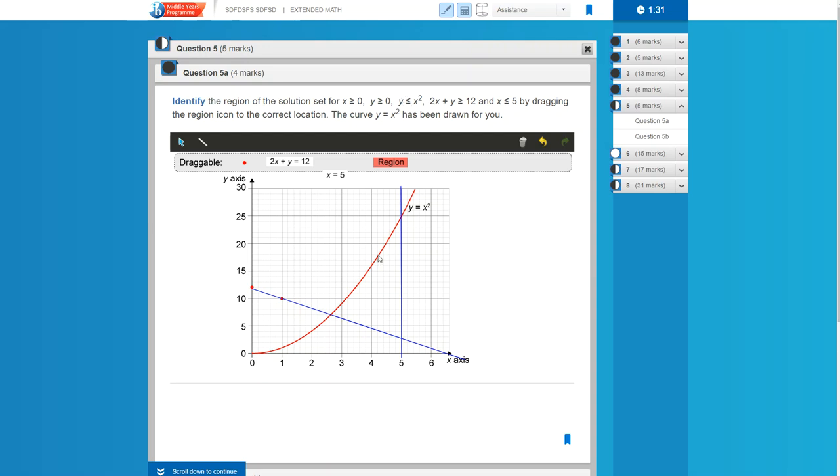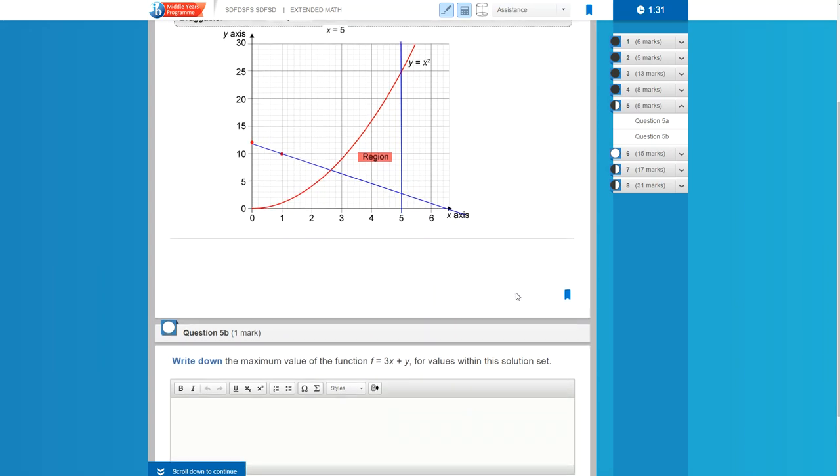Y is less than x squared, so here is x squared. Okay, so y has to be less than it, so it has to be underneath the red curve. It has to be greater than this line, okay? And it has to also be less than 5. Okay, so less than this line, but greater than this one, okay? That is just from this information up here. And so that is my region. Okay?